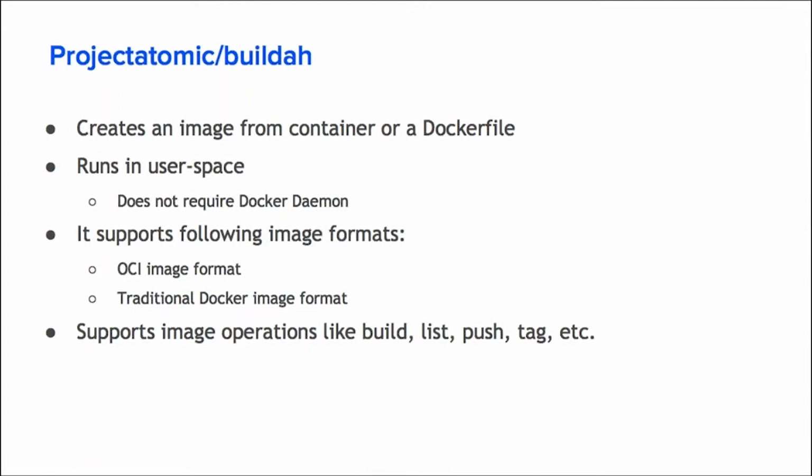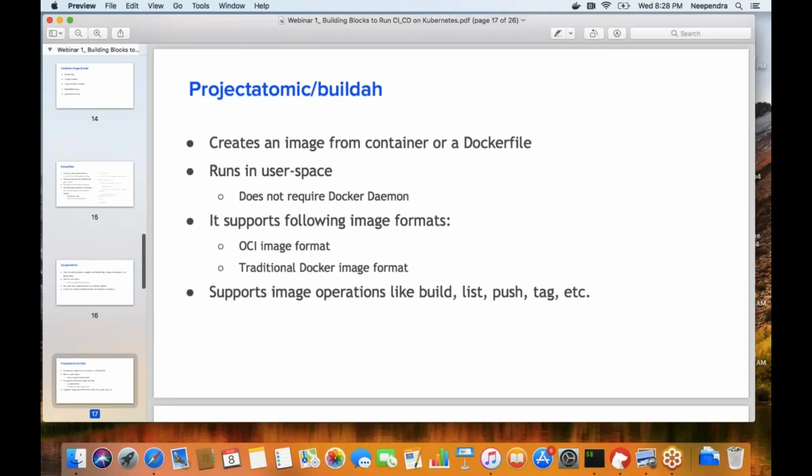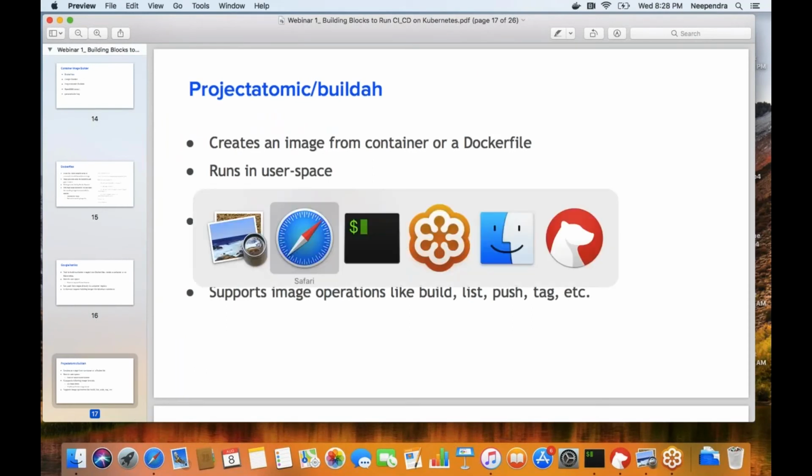The next tool is something called Buildah, which is from the Atomic Project. This tool can again use the Docker file to build images. It also runs in user space. You don't require a Docker daemon to build an image. It can build an image in the OCI format and in the traditional image format as well. And it supports operations like list, build, push, rm, and those kinds of options. So let's see how we can use the tool Buildah to build an image in user space.